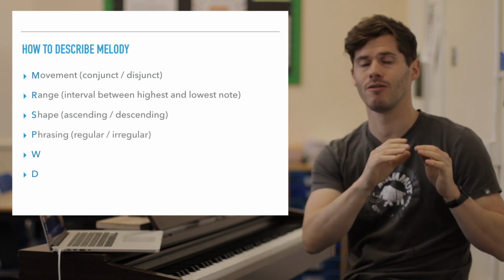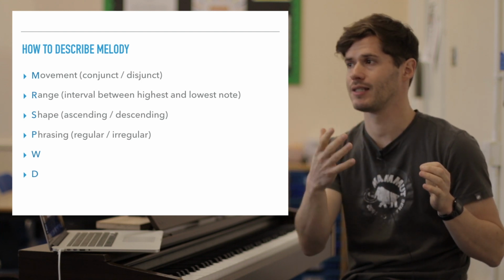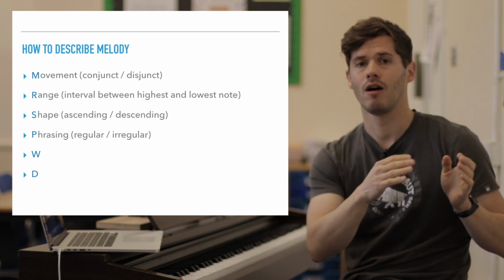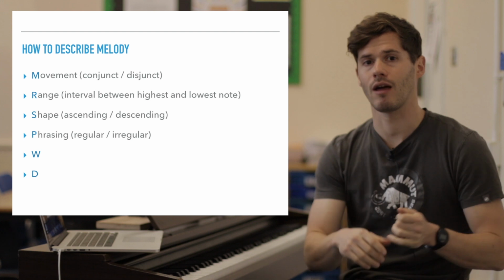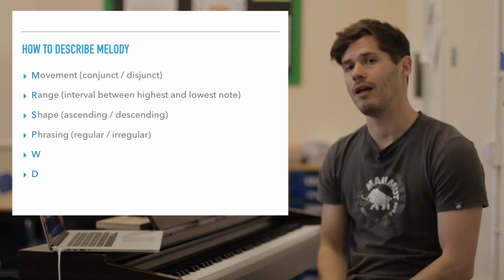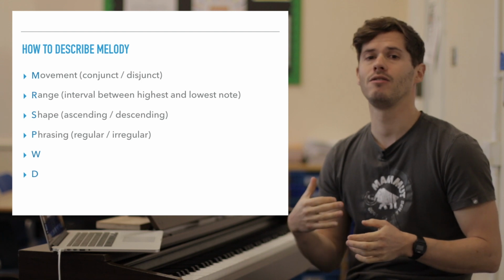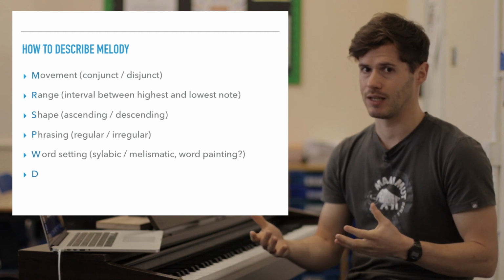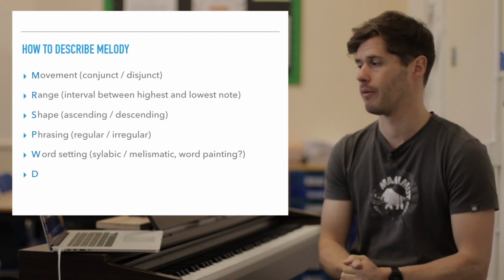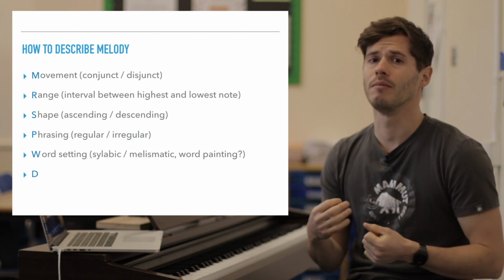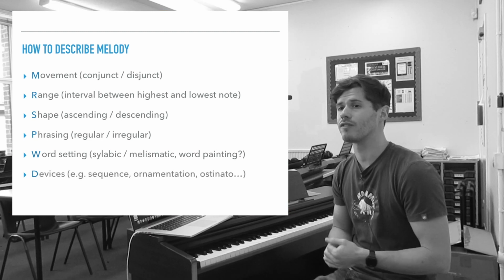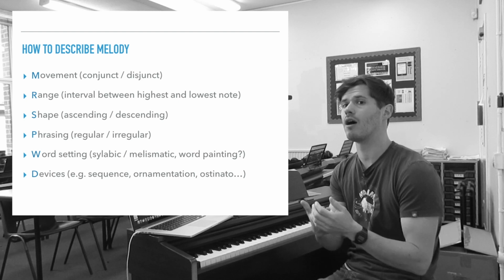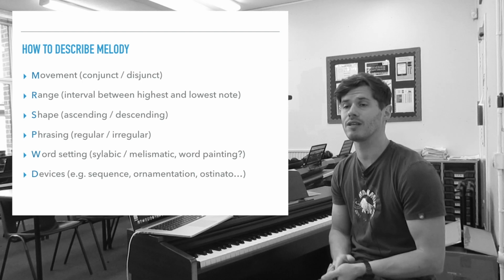The phrasing, so most melodies will be like sentences in a phrase. So are there regular length phrases or are they irregular length, and how long are they? If the melody has words, then you talk about the word setting, and that's whether the words are syllabic or melismatic, and there might be word painting as well. And after that, you can mention any devices, specific melodic devices that are used, and these might be scales, arpeggios, sequences, ornamentation, things like that.